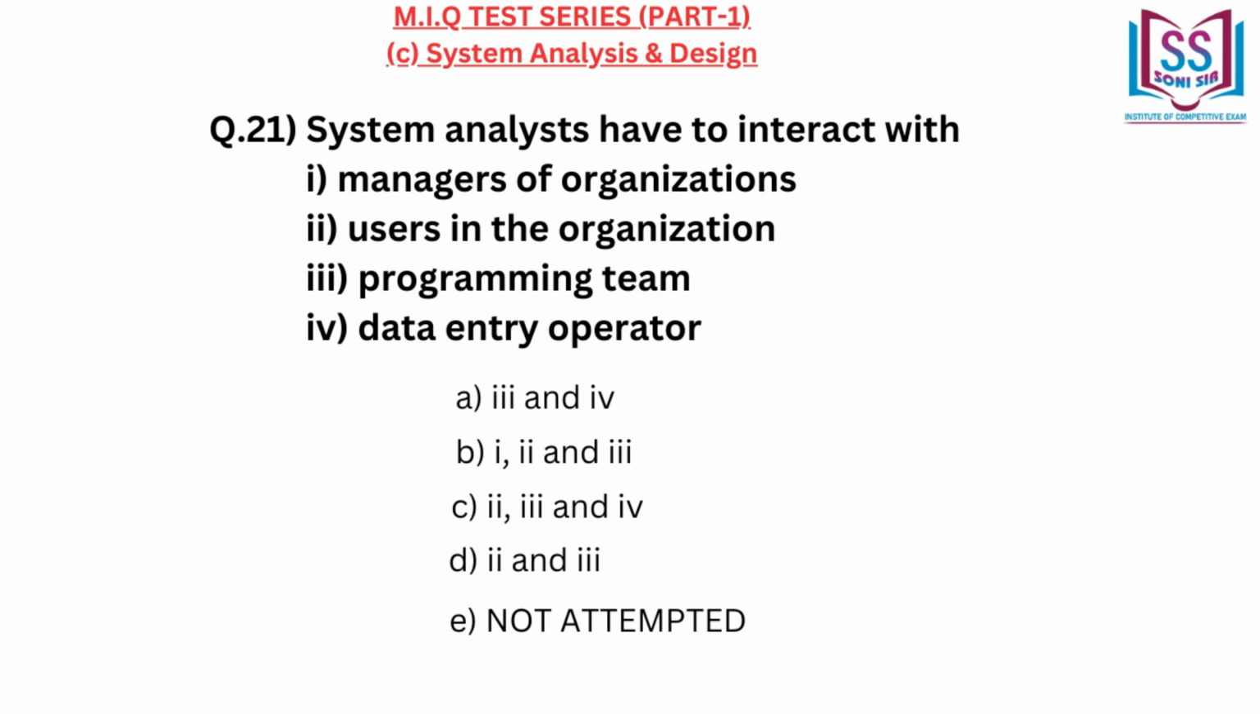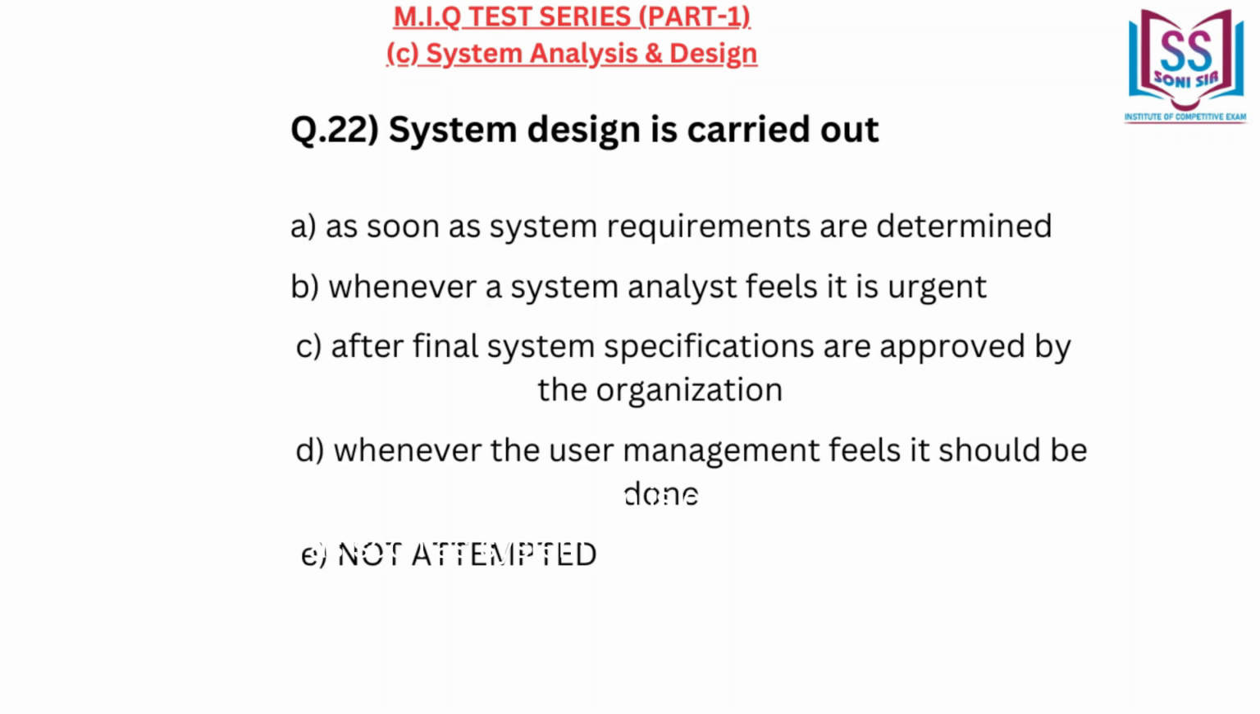2, 3 and 4. D. 2 and 3. System design is carried out: A. As soon as system requirements are determined. B. Whenever a system analyst feels it is urgent. C. After final system specifications are approved by the organization. D. Whenever the user management feels it should be done.